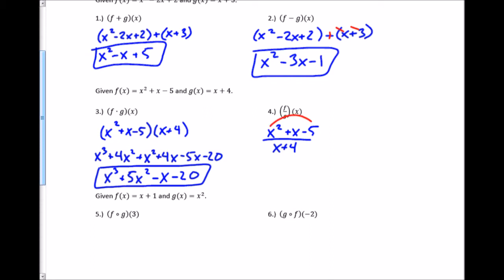I might try building a bridge. I get a negative 5, two numbers that multiply to a negative 5 but add to a 1. It's just not going to happen. There are no two such numbers, which means I can't factor that thing. So I'm going to have to go to synthetic division instead.